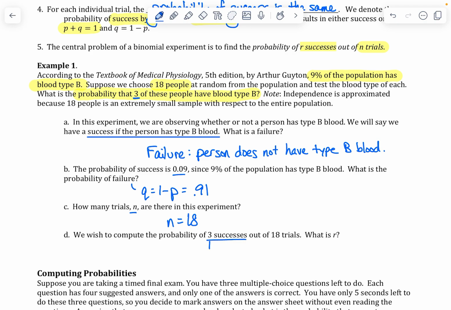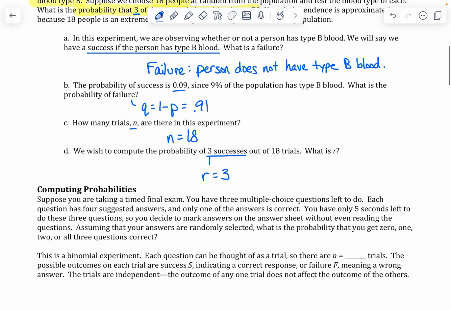And so we call that letter R. R is the number of successes, and so you have 3. The question is, which 3 out of the 18 are the successes? If you numbered them A through whatever the 18th letter of the alphabet is, then you could have ABC, ABD, ABE, and you could have all the different outcomes for 3 people. And that's what leads to this next section.